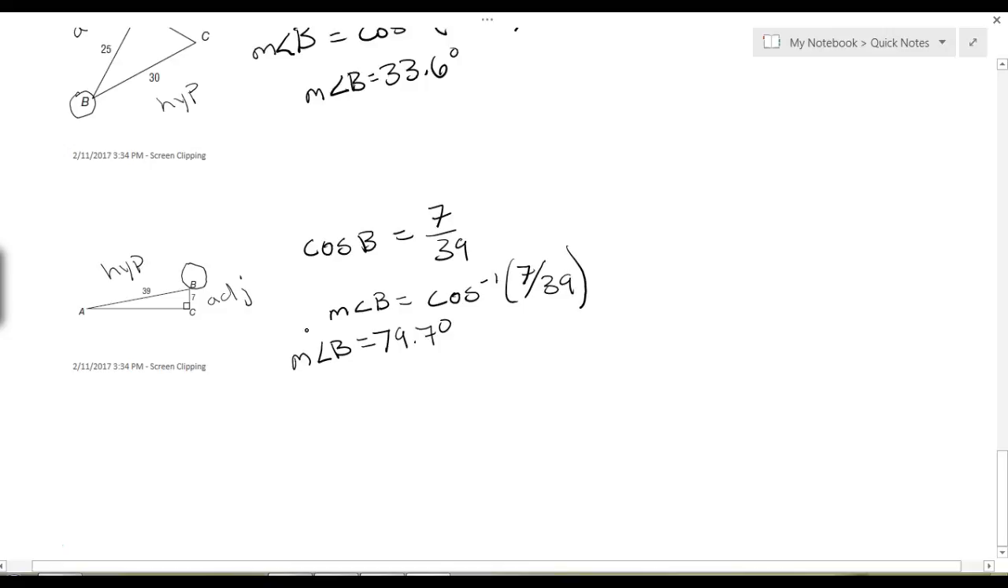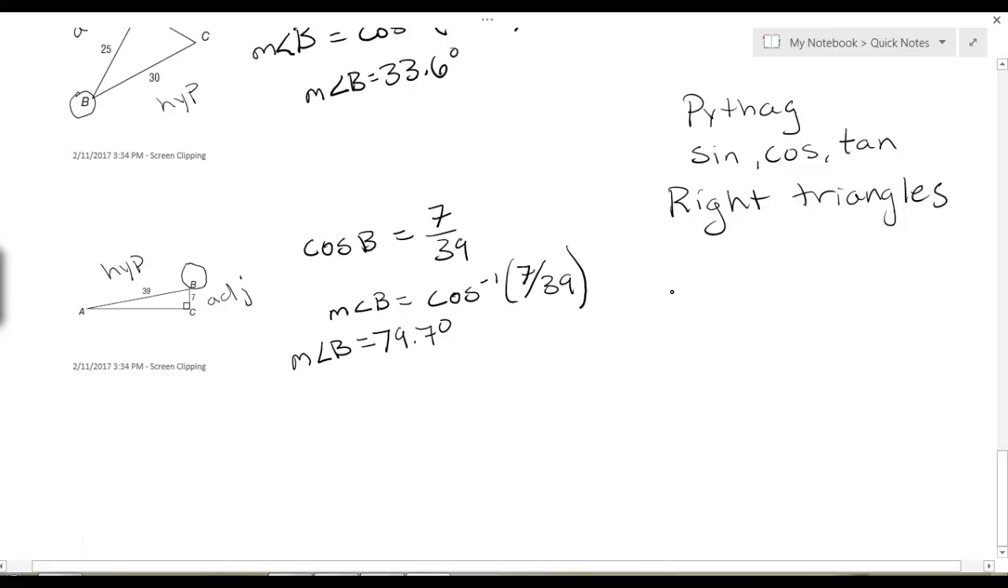So just doing a little bit of recapping then. Let's see if I've got any more room here. The Pythagorean theorem and sine, cosine, and tangent all need right triangles to work. And if we're using the Pythagorean theorem, we need a right triangle, and we need to know two sides. If we don't have two sides, or we don't have a right triangle, we can't use the Pythagorean theorem.